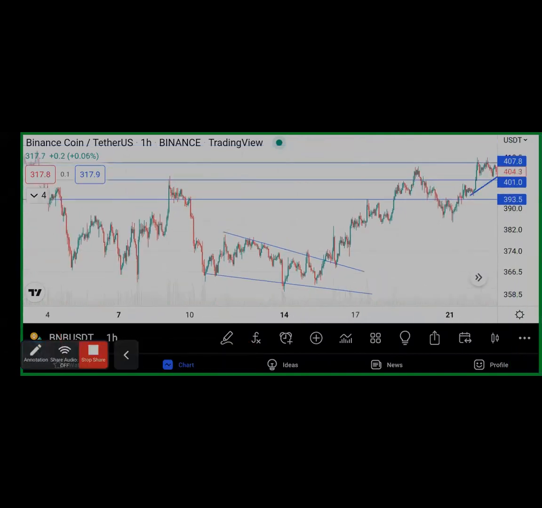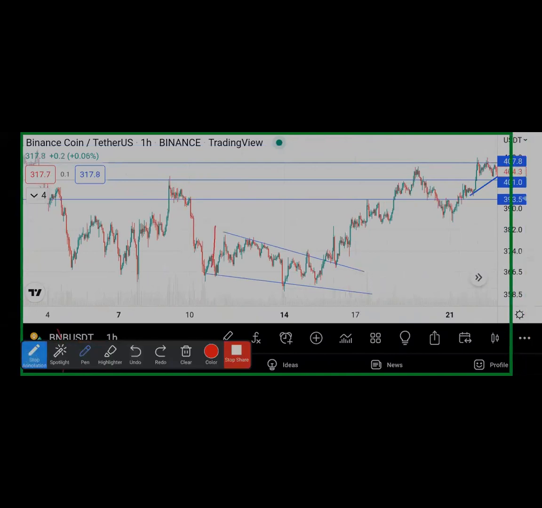Before you know it, a breakout took place, and a retest took place, which is a perfect entry. And what do you see? Boom, boom, boom. So this is an exact example of a falling wedge.